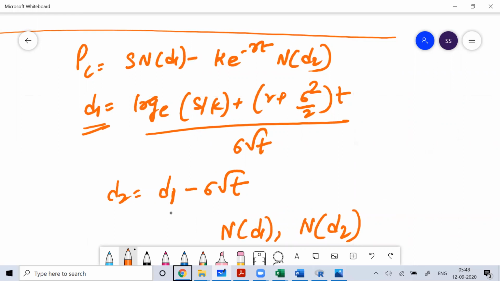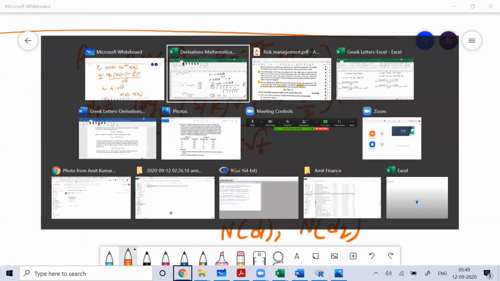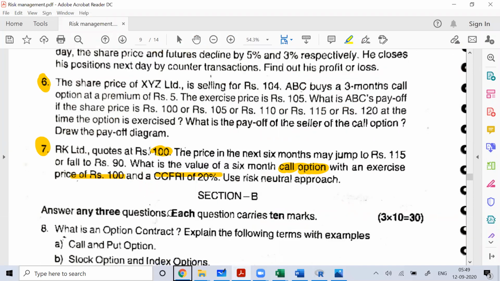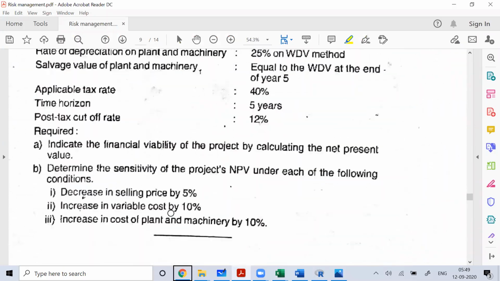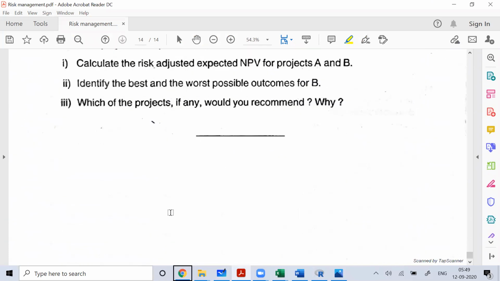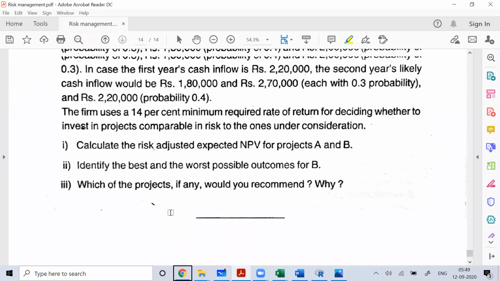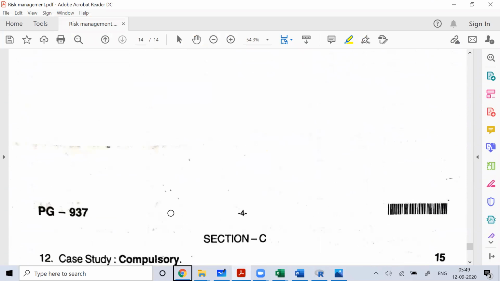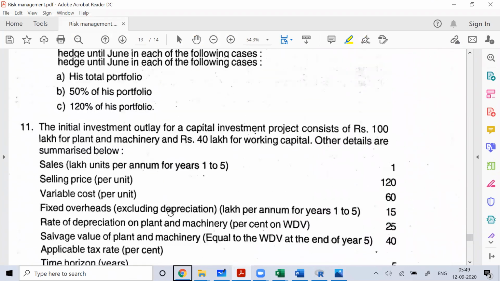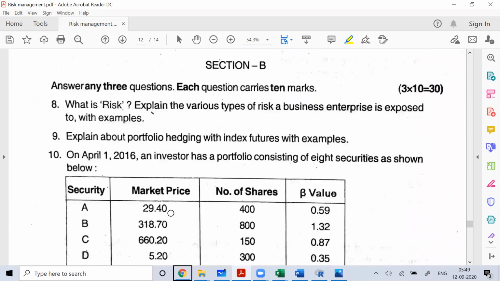I hope you are understanding. A very easy problem. So you can see this problem. Okay. Maybe after this, any problem which came based on options, risk neutral approach. Let me see if there's any problem on the risk neutral approach.